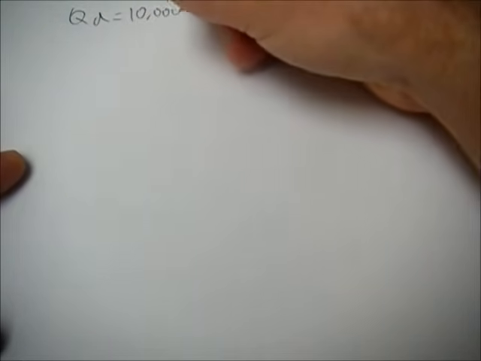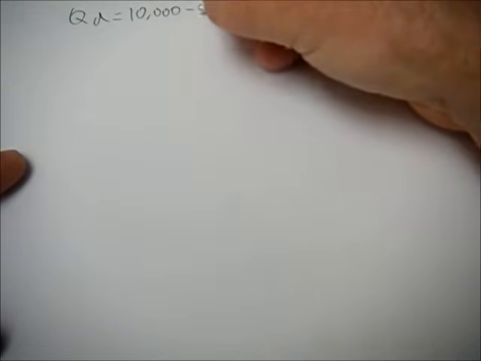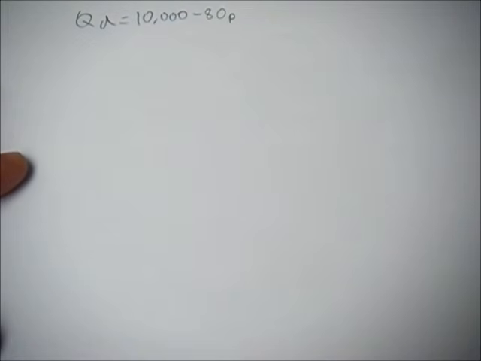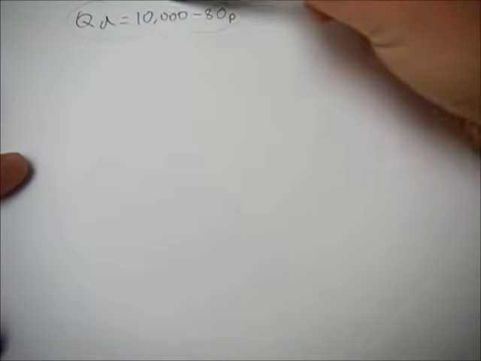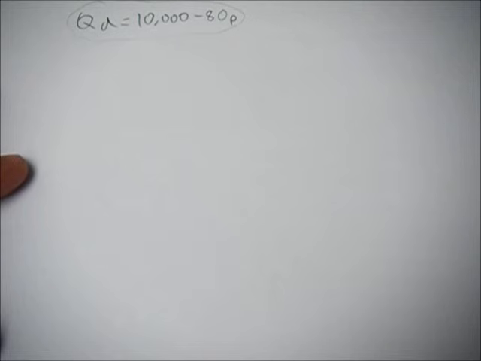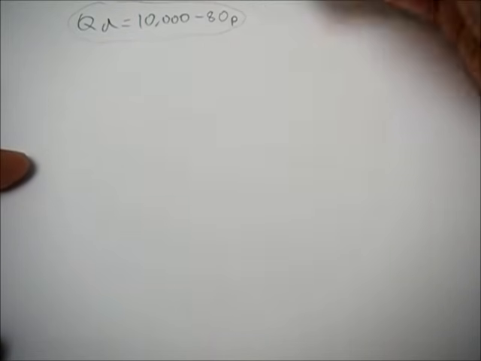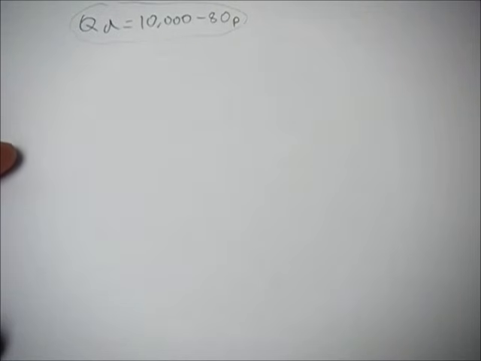So let's go through an example. Let's imagine that our quantity demanded is equal to 10,000 minus 80p. So this is already solved for in terms of Q. It's possible that this isn't solved for in terms of Q, so for that method you would have to do some manipulation to get this solved in terms of Q.